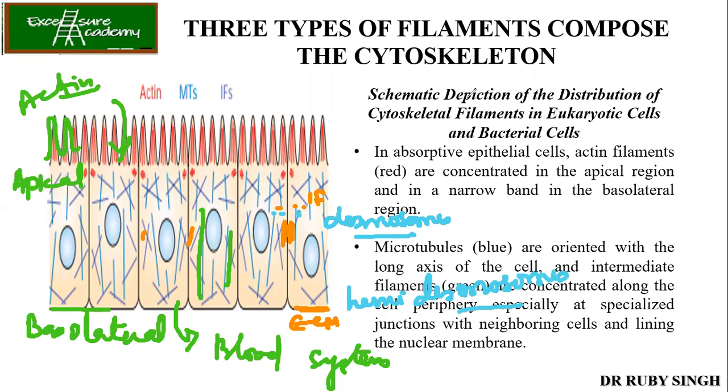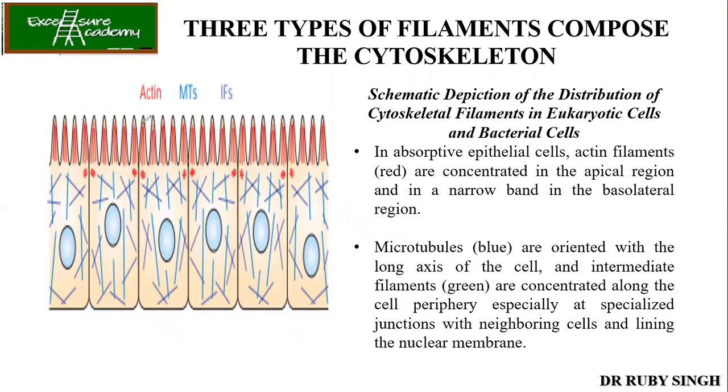Am I clear? Is it clear? Ma'am, hemidesmosomes, repeat. Okay, see what is happening. We know about actin, MTs and IFs now. Now I'm telling you the function of IF. Two cells are seen together, right? Now these cells are attached or adhered to each other with the help of IFs. How is IF helping? By connecting with the desmosomes.